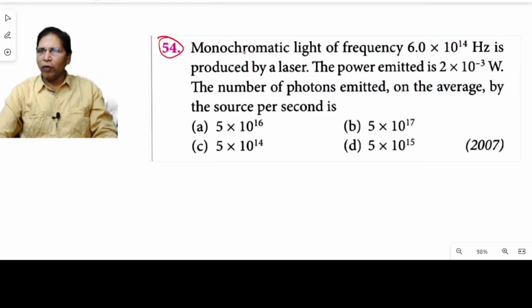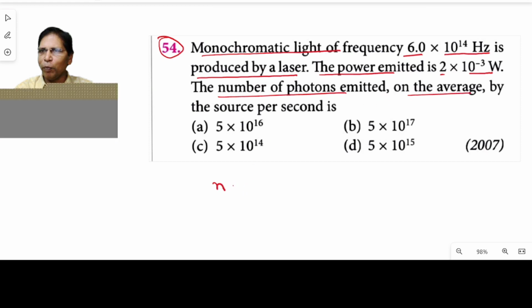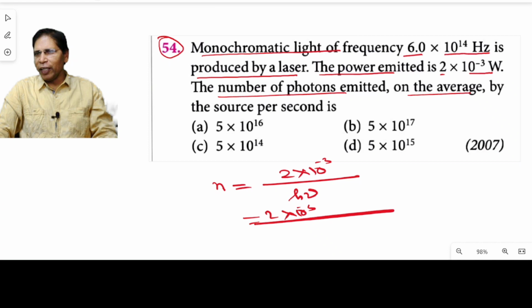Okay, understood. Now next, monochromatic light of frequency 6 into 10 to the power 14 hertz is produced by a laser. The power emitted is 2 into 10 to the power minus 3 watt. Find the number of photons emitted per second. The number of photons emitted per second, n, equals the power of the radiation, 2 into 10 to the power minus 3, divided by the energy, which is h nu.